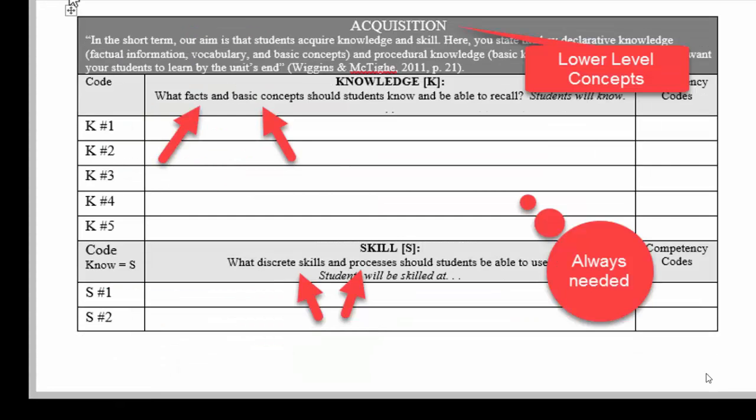The final component is acquisition, which is the lower level of learning, but is still always needed since students need to know the basics so that true learning can take place. It is also divided into two sections: knowledge and skills. Knowledge is basic facts and concepts students should know, while skills is the discrete skill and processes students should be able to use.